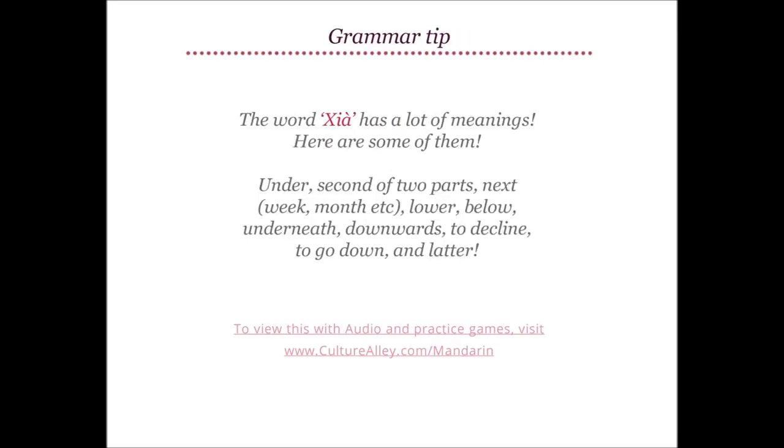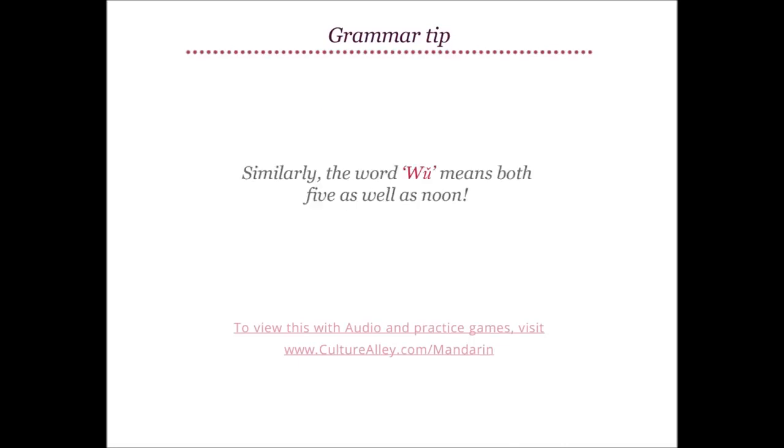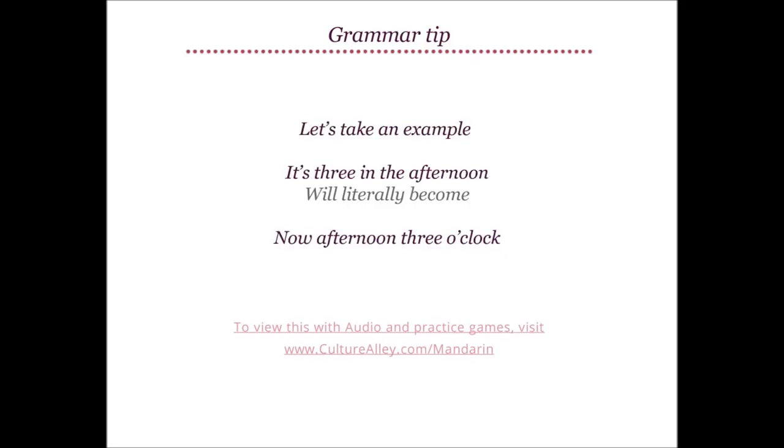Good! Interestingly, the word 下 has a lot of meanings, like under, second of two parts, next week, next month, etc., lower, below, underneath, downwards, to decline, to go down, and finally, ladder. Similarly, the word 午 has the same pronunciation for both 5 as well as noon. Now let's use the vocabulary we learned by taking an example.